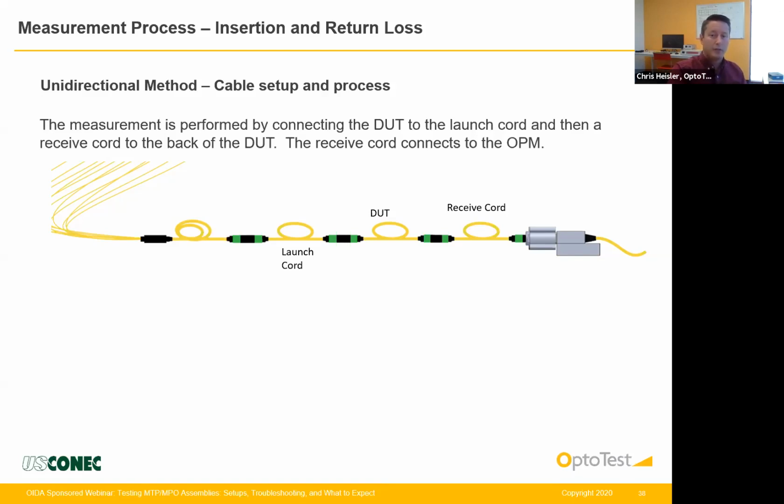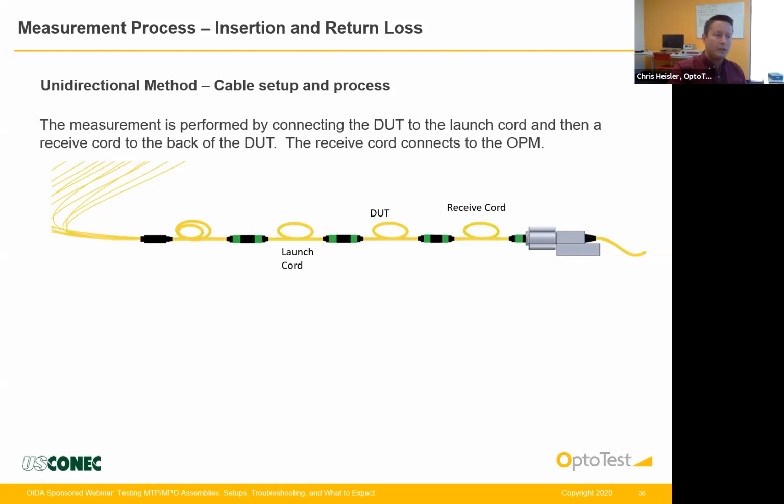And to measure the return loss on the back side of the DUT, the length either needs to be known or the return loss instrument needs to perform a scan to find the back end of the DUT. So you're going to be able to measure return loss on the front end of the DUT, which is where the launch cord and the DUT are mated. You also want to measure return loss where the DUT and the receive cord are mated.